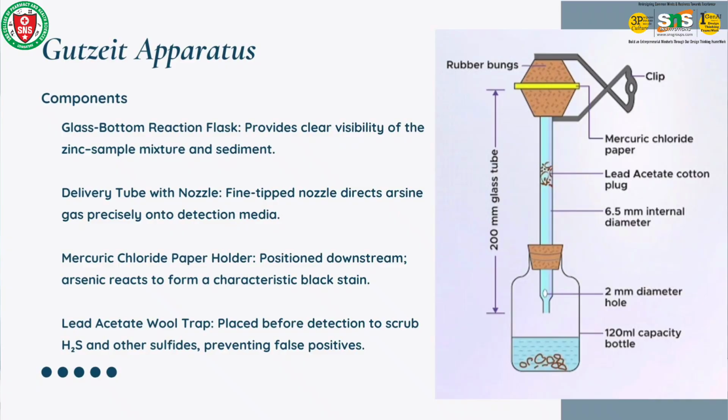And this limit test for arsenic is done with a special kind of apparatus, unlike the other limit tests which are performed using Nessler cylinders. In this case, we are going to use a special apparatus called the Gutzeit apparatus. This Gutzeit apparatus looks like a round bottom flask with a rubber cork. In the rubber cork there is a portion for fitting a hollow tube which has a nozzle in it, and just above the hollow tube there is a portion to keep the mercuric chloride paper. This is the setup for the Gutzeit apparatus.